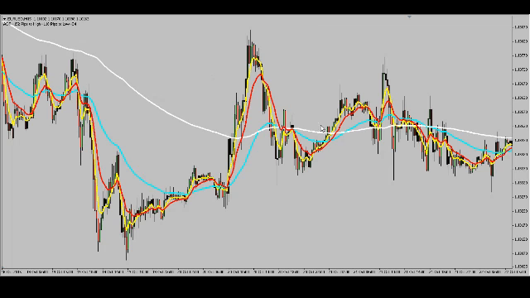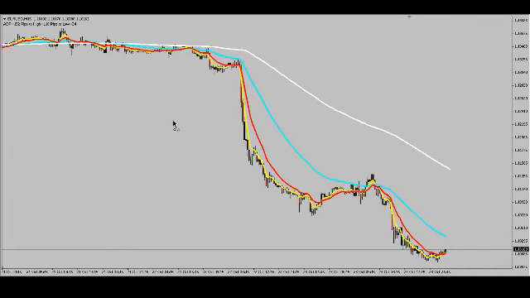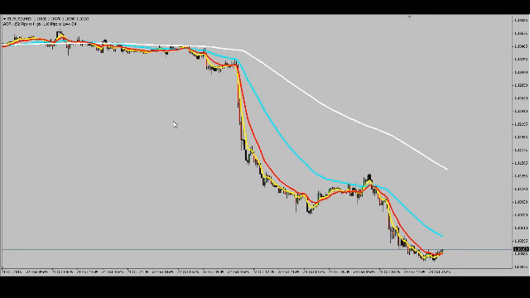Now, what are these moving averages? Moving averages are pretty much a compilation of data taken from these candles. The yellow is most closely related to price, and it's the 5 moving average. The aqua is the 50 moving average. The red is the 13. And the 200 is the white, which is referred to as the Mayo. The aqua is referred to as the water.